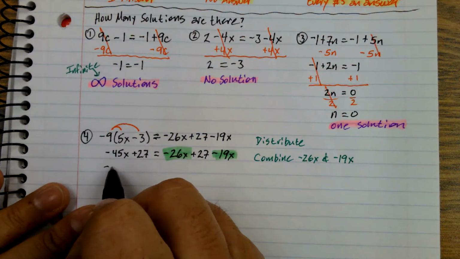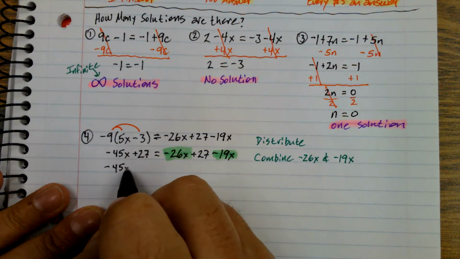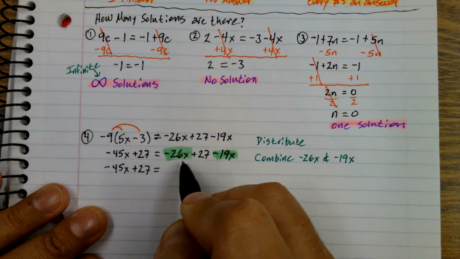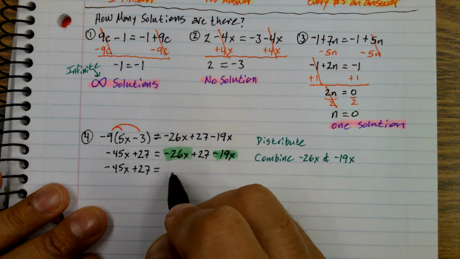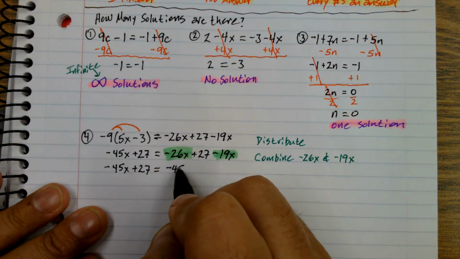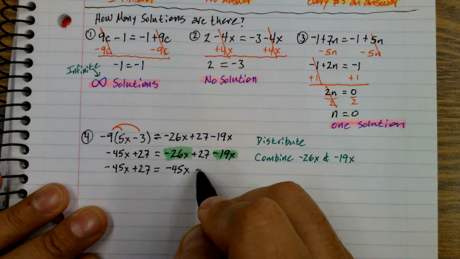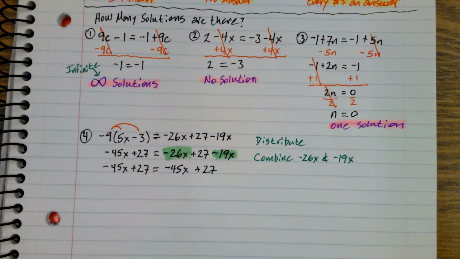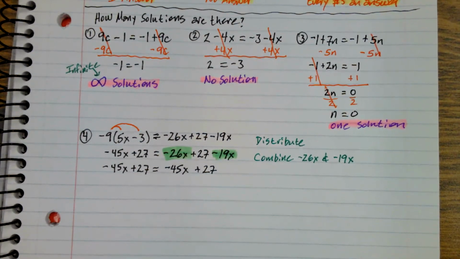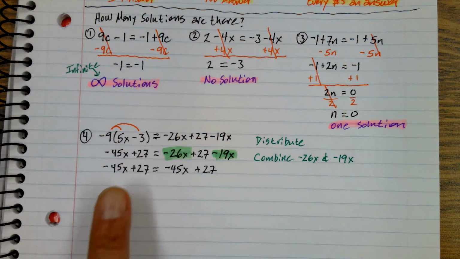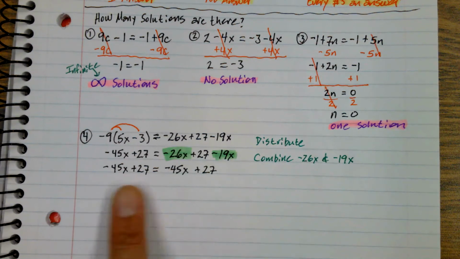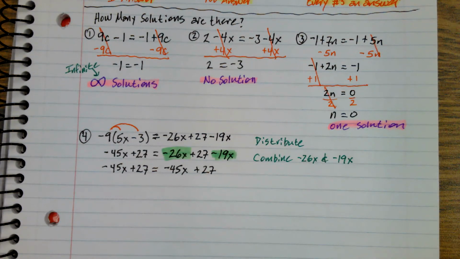Okay. I'm going to get -45x plus 27 because nothing changed there. -26 and -19 is -45x, plus 27. Yeah. We get identical terms on both sides. At this point, hopefully you're realizing what that's going to mean if it's exactly the same on both sides. We're going to get infinite solutions. Well, let's finish it up to prove that.